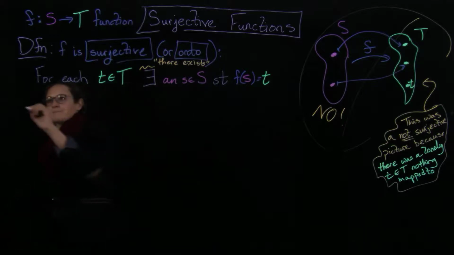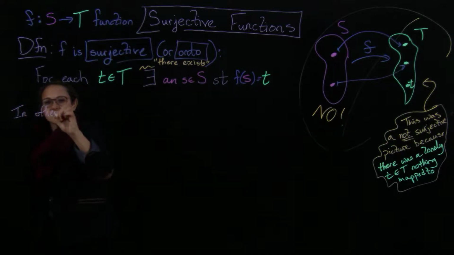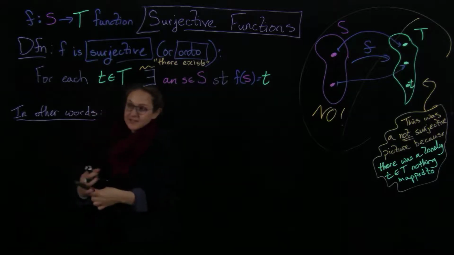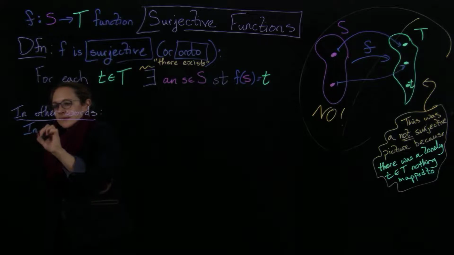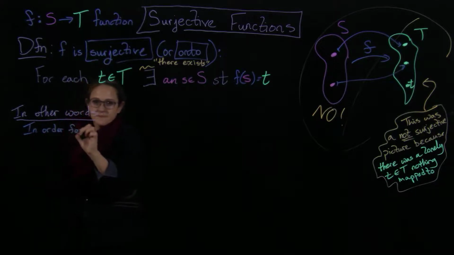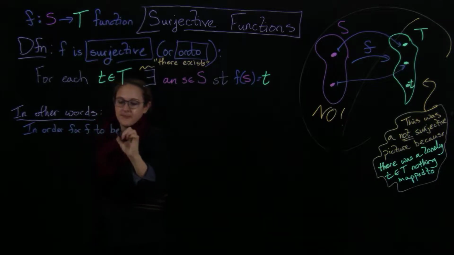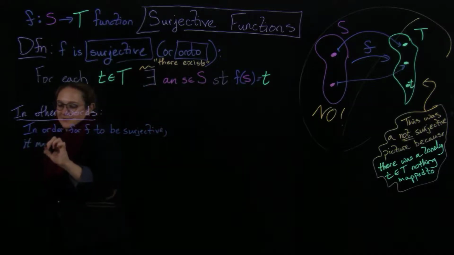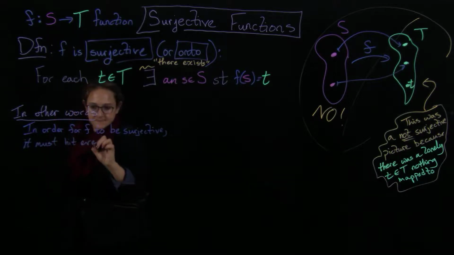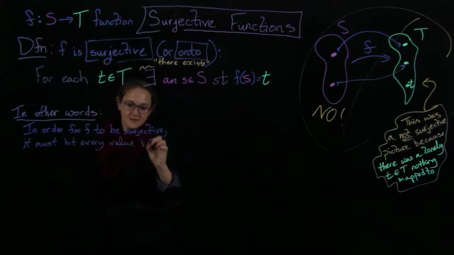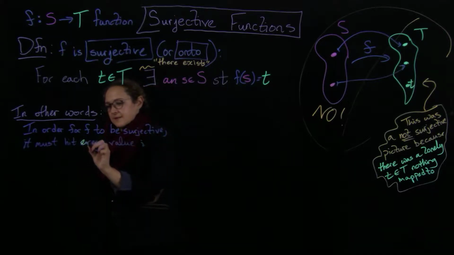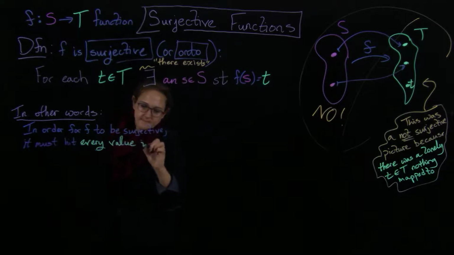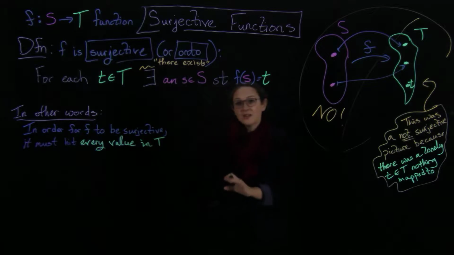In other words, in order for f to be surjective, it must hit every value in T. So this is what this means.